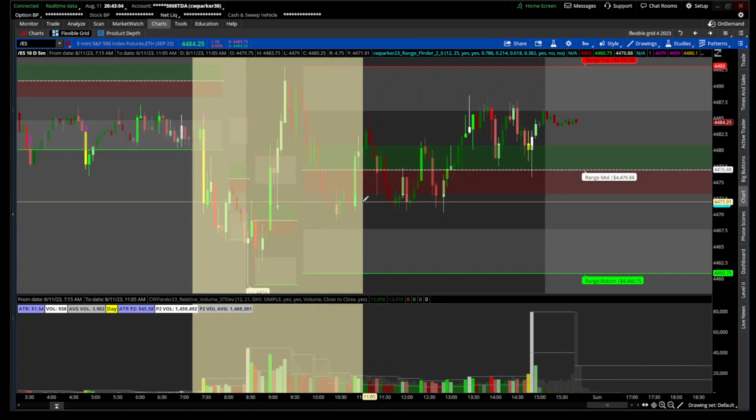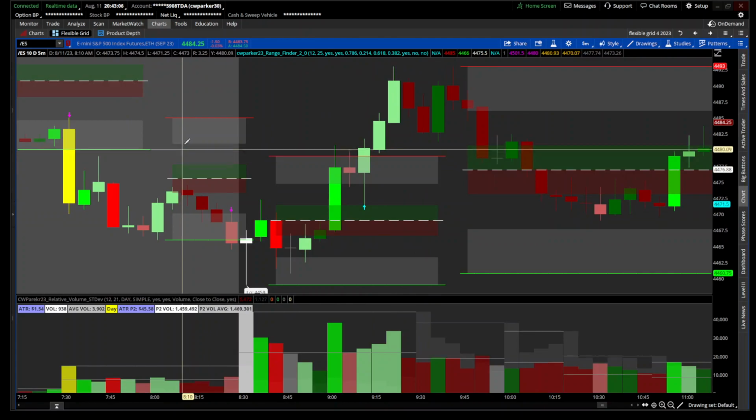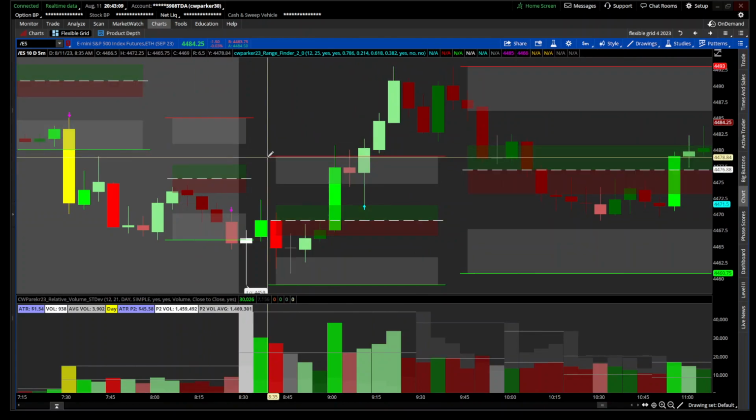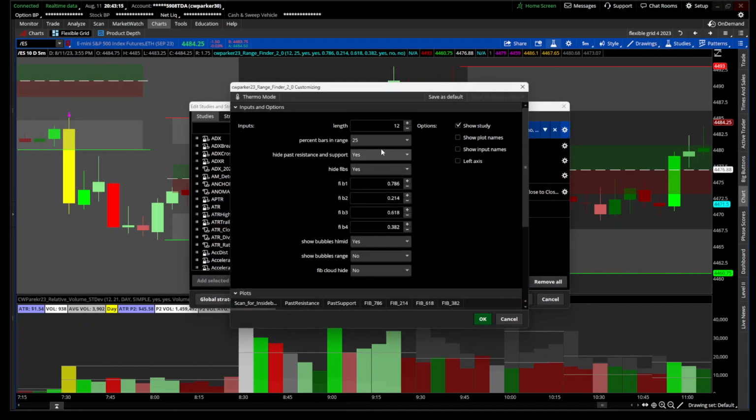So the indicator finds different ranges, so you can find a stock that's breaking. It's basically a breakout indicator. I have it set for 12. Some of the features of this indicator are the length. You can set the length. You can set the percent of bars that are within the range to actually create the range. And this percentage is going to be based off this length right here.